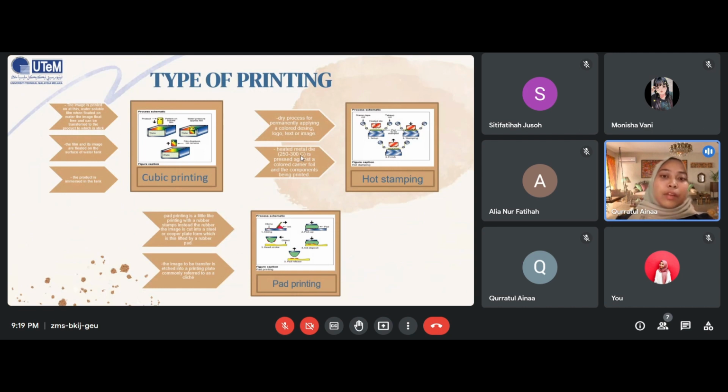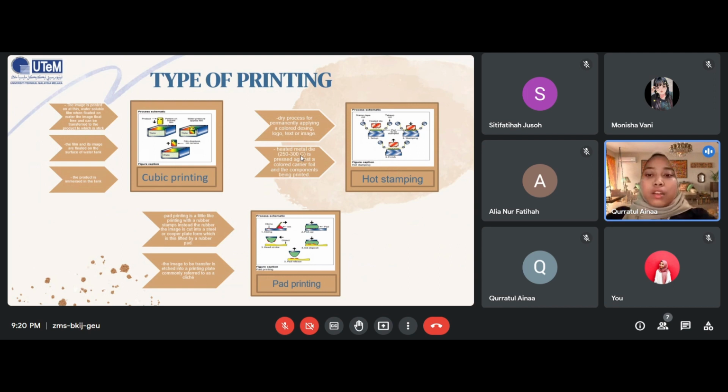So for the types of printing, the first is cubic printing. The image is printed on a thin water soluble film. When floated on water, the image floats free and can be transferred to the product to which it is stuck. The film and its image are floated on the surface of a water tank. The product is immersed in the tank.